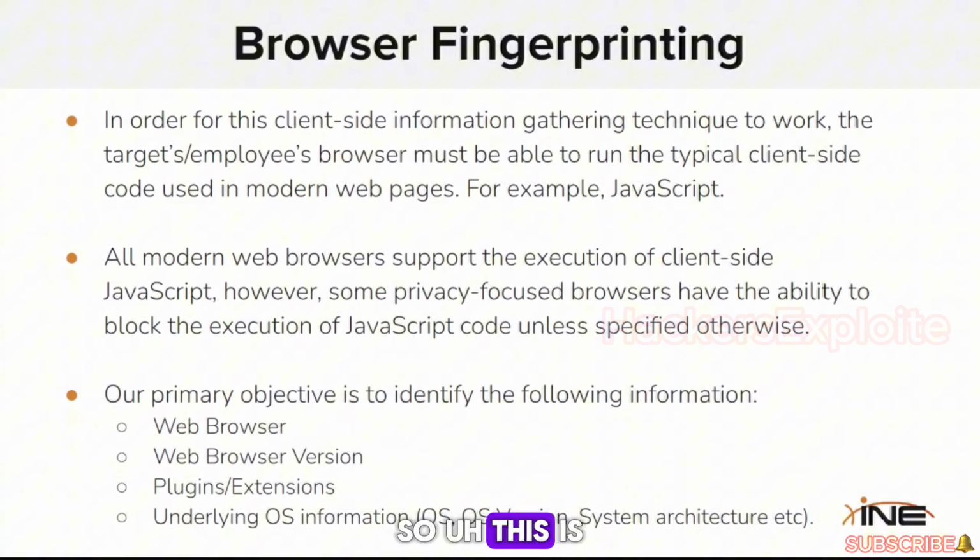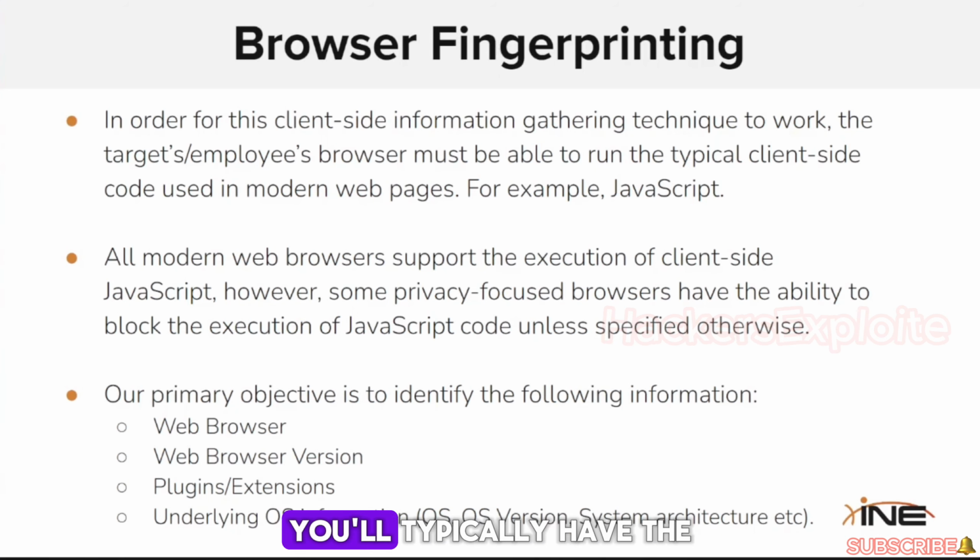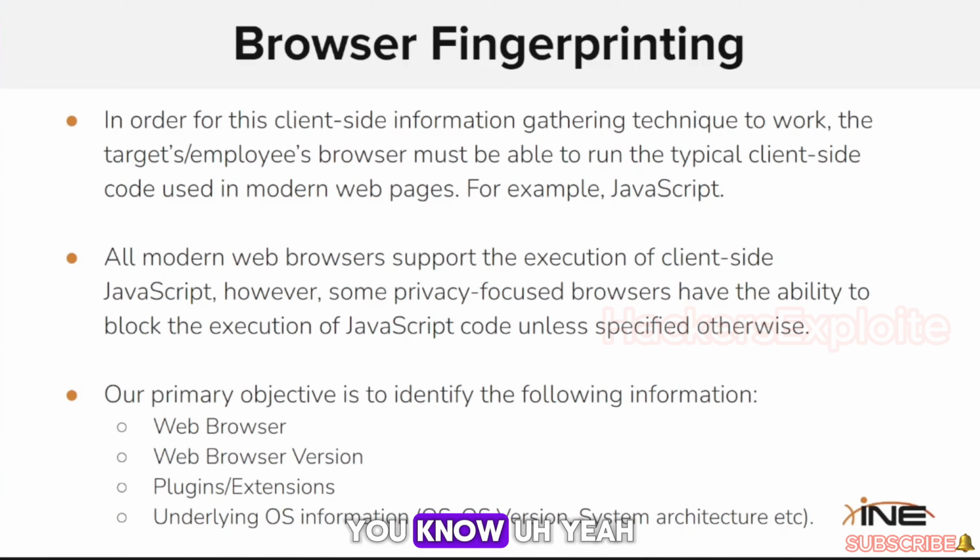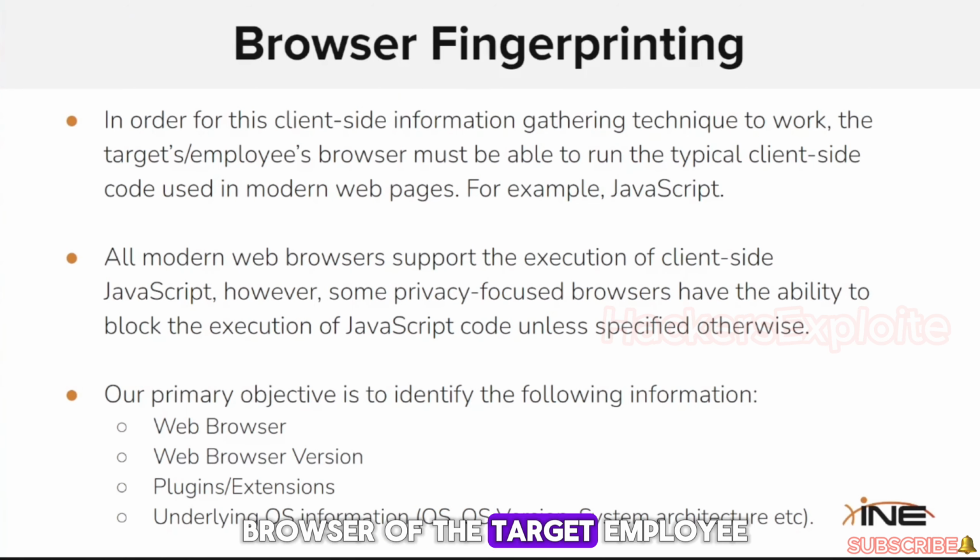So this is not a foolproof technique, but in most cases on employee computers, you'll typically have the standard web browser collection. You typically have Edge, which is not that common, but Firefox, Chrome, etc. And unless they have extensions like, for example, in Firefox, extensions like uBlock that block JavaScript, we should be able to identify or learn more about the browser of the target employee.